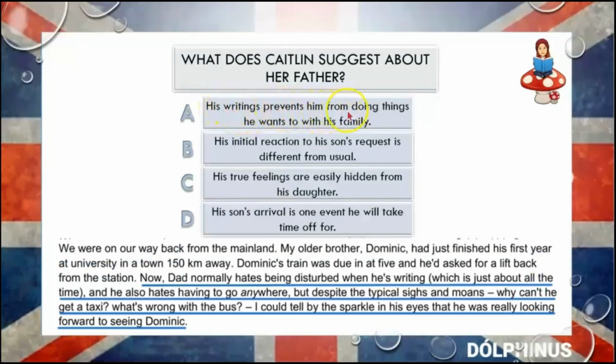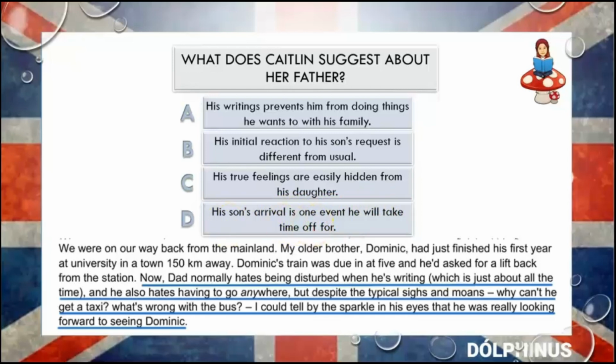His writings prevent him from doing things he wants to with his family. Where does it say that he wants to do those things with his family? It's not said. Okay, next. His initial reaction to his son's request is different from usual. They make reference to the initial reaction, but do they say they're different from usual? No, incorrect. His true feelings are easily hidden from his daughter. It's not mentioned. His son's arrival is one event he will take time off for.